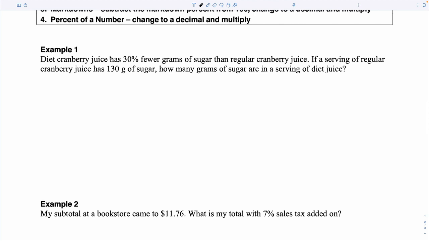Diet cranberry juice has 30% fewer grams of sugar than regular. If a serving of regular cranberry juice has 130 grams of sugar, how many grams of sugar are in a serving of diet juice? Vote. Thumb up, thumb down, or percent. What type of problem is this? Mark up, mark down, or percent? Nora, what do you think?